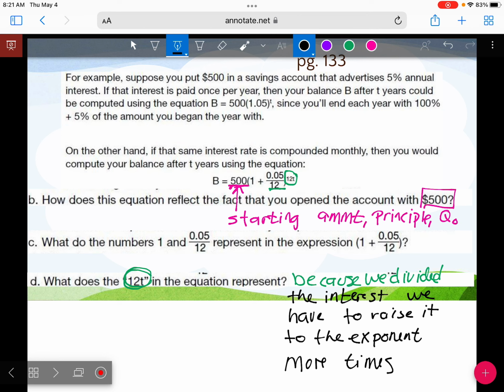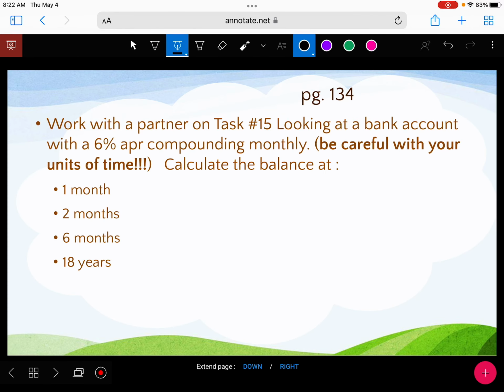Okay, so we're just taking a peek at that equation super close. I want you to look at this. Monthly deposits, 134. Be careful with your units of time. We've got a bank account here. You're starting with $500 and adding each month into this account. There's a 6% interest compounded monthly. Can we figure out how much money they're going to have in 1 month, in 2 months, in 6 months? Can we figure it out? These three we can 100% do. 18 is going to be a little bit harder.